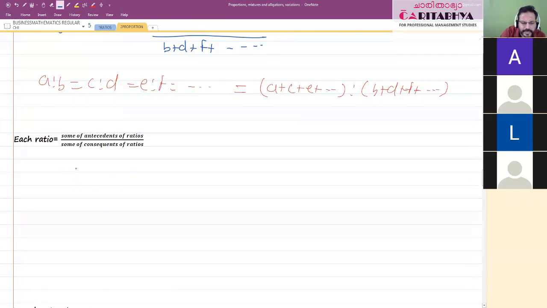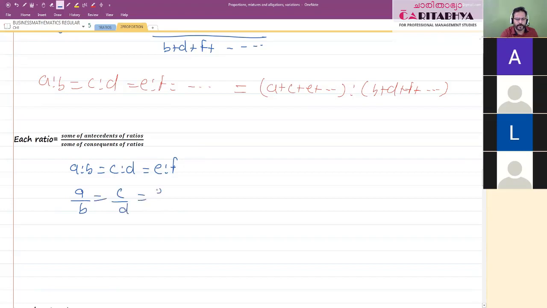Let me take three terms: A is to B equal to C is to D equal to E is to F. That means A by B equal to C by D equal to E by F.